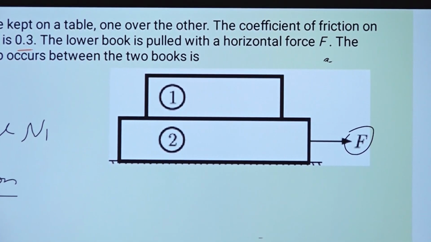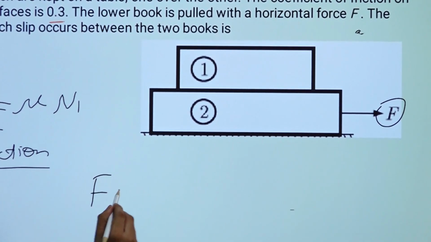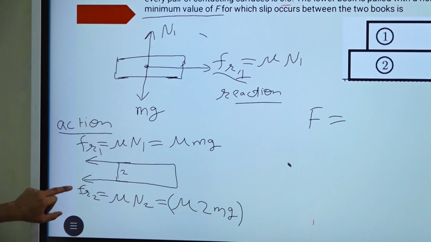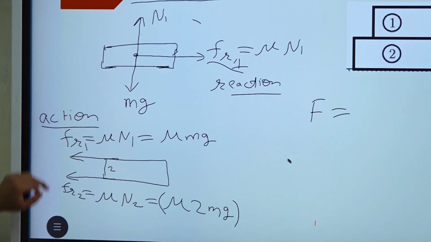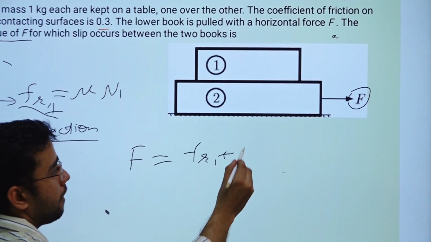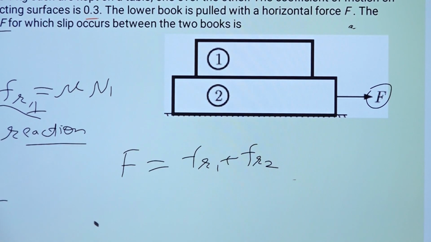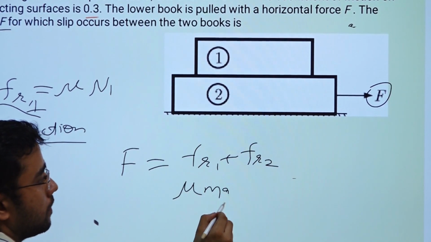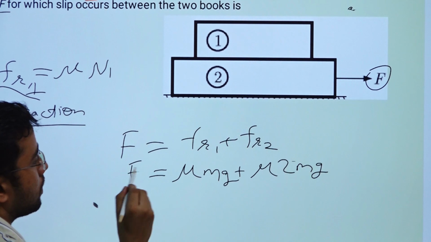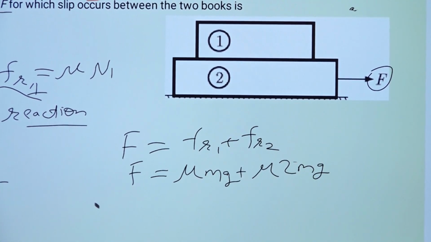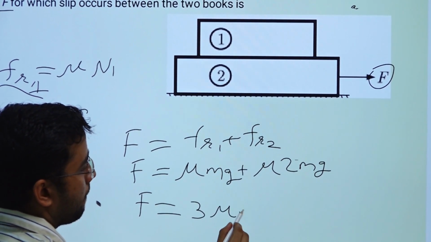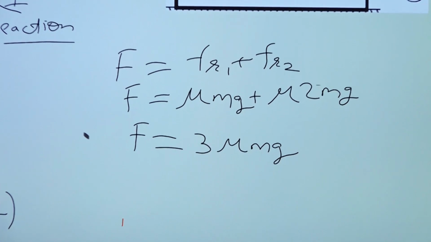So total friction force at the second book will be equal to Fr1 plus Fr2. If you add Fr1 with Fr2, you will get total friction force. So that I am going to do here, Fr1 plus Fr2. So what is Fr1? Mu mg. What is Fr2? Mu 2mg. So now what we have to find out, minimum value of F. So this will be the minimum value of F, right.